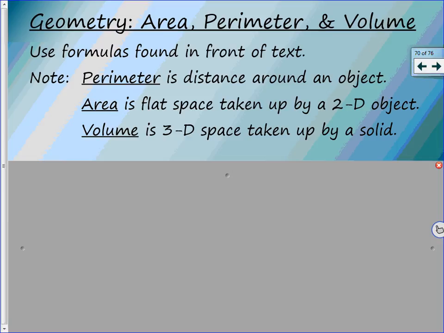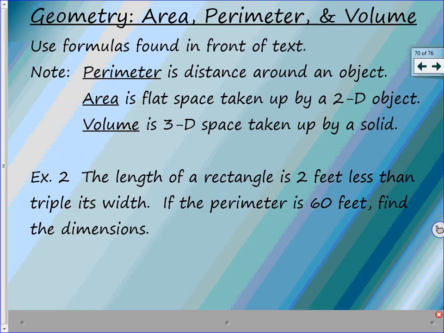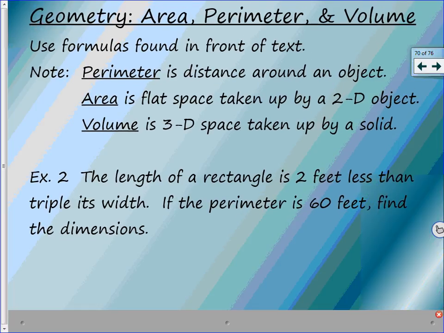So our first example is going to be a geometry example. We have the length of a rectangle is 2 feet less than triple its width. If the perimeter is 60 feet, find the dimensions.